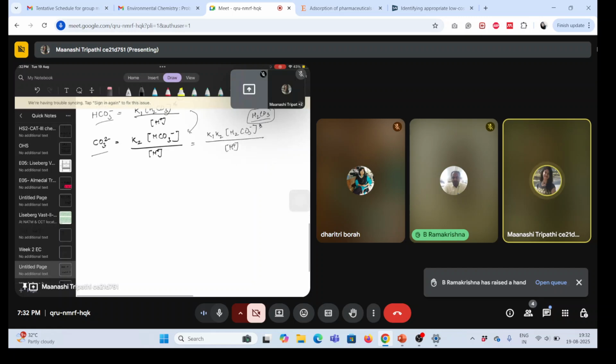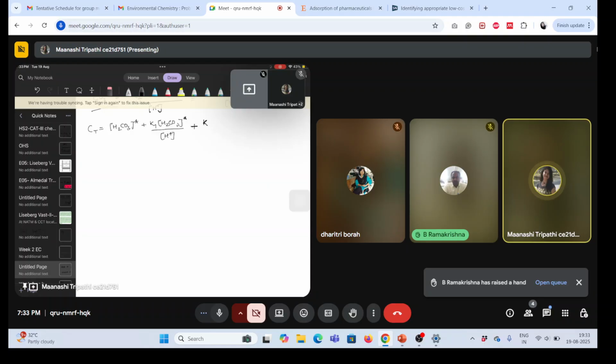So putting all these values in the CT expression: H2CO3 star, which was already there, plus K1 H2CO3 star. I hope you understood the concept of star. CT is what we have already added, but we cannot use the H2CO3 term because some of it is dissociated. That's why for the undissociated terms, we are using the star.